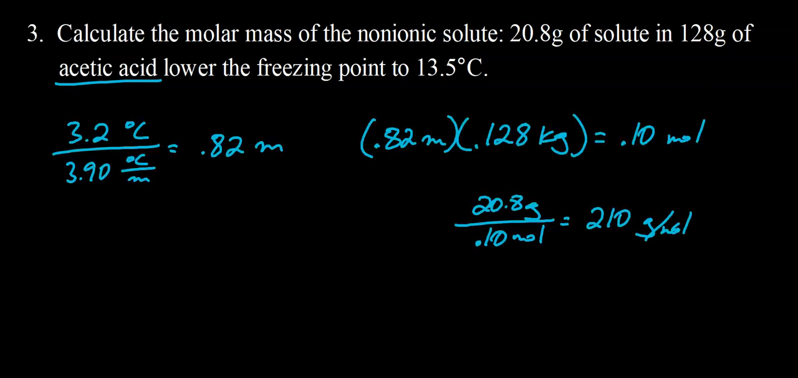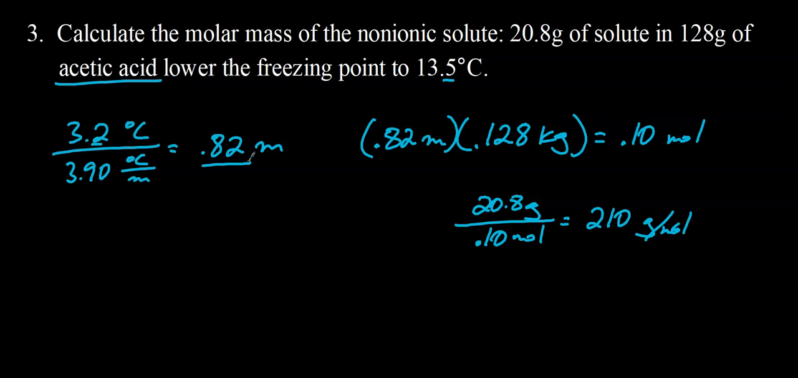All right, so notice this time our delta T has 2 sig figs. So we take the freezing point of the solvent by itself, acetic acid, which is 16.66 degrees Celsius, minus the 13.5. Because this has only one digit after the decimal, the difference will have one digit after the decimal. We get 3.2. And then when we calculate molality, that also has 2 sig figs. And from there on out, everything else has 2 sig figs.